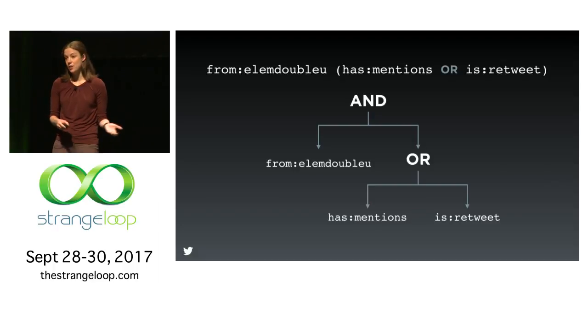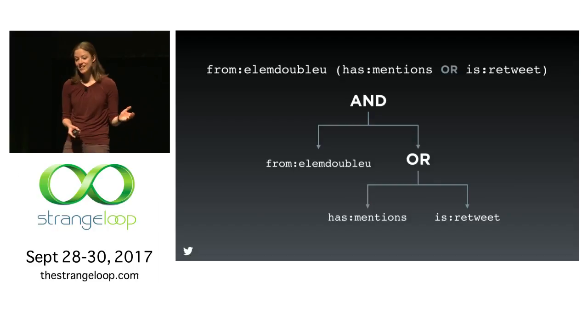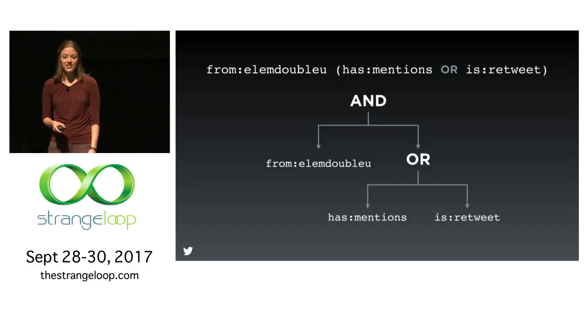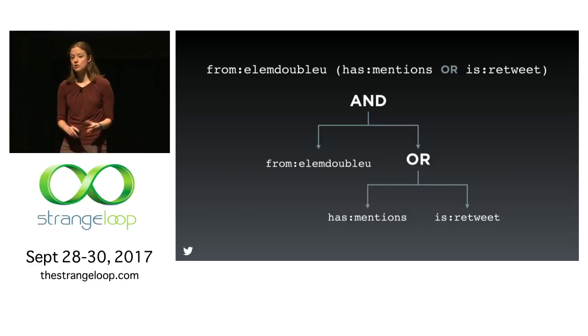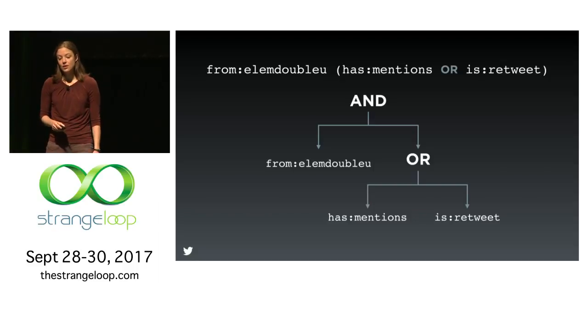Alternatively, we can index from LMW. And although I tweet a decent amount, I don't tweet nearly as much as has mentions and is retweet. So by indexing on from LMW only, we'd be able to cut down the amount of full evaluations we have to do by a huge amount, because we'd only have to do full evaluations for the tweets that match from LMW.